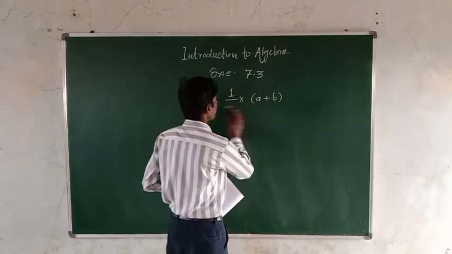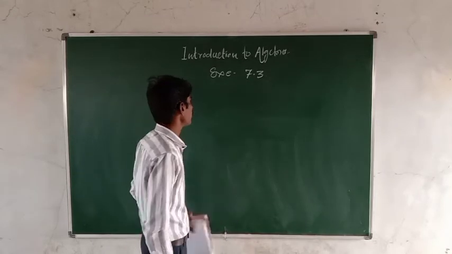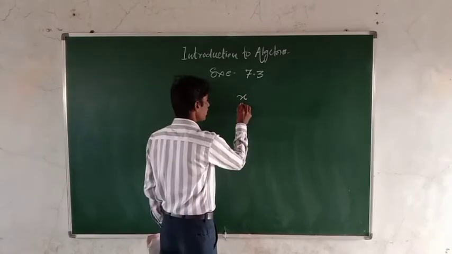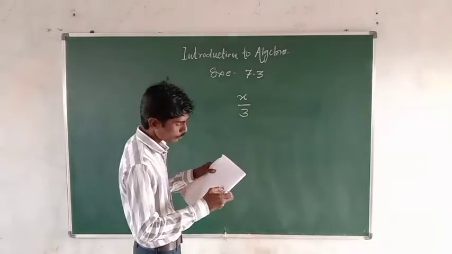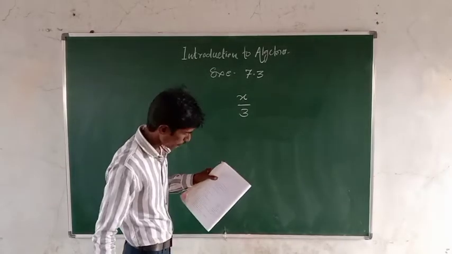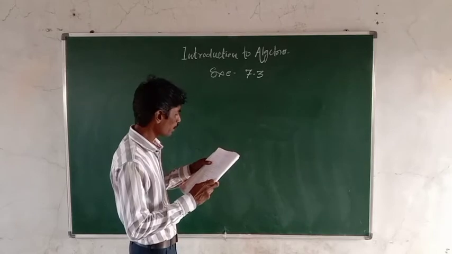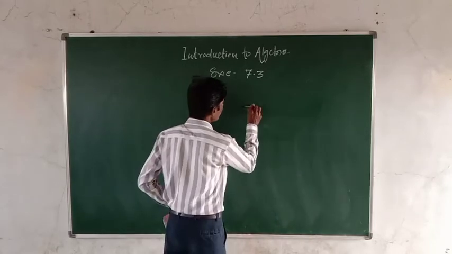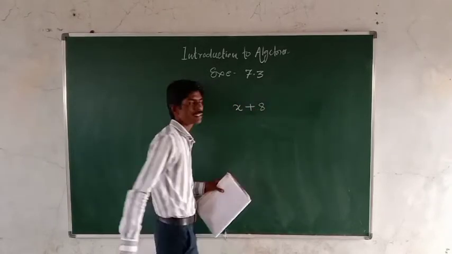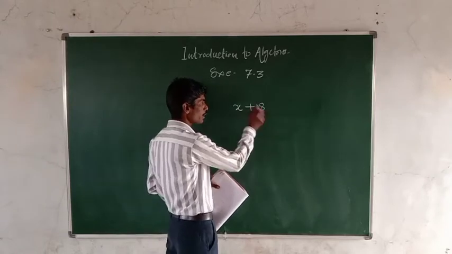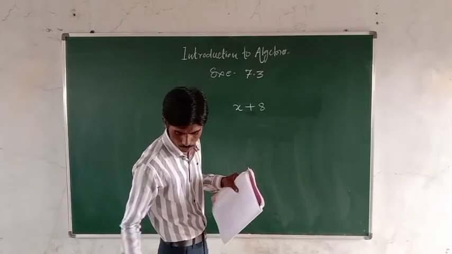Then x divided by 3. So question number 7, answer number 7 means here number 7. Then the sum of literal term x and a. So answer number 3 means here number 3, x plus a.